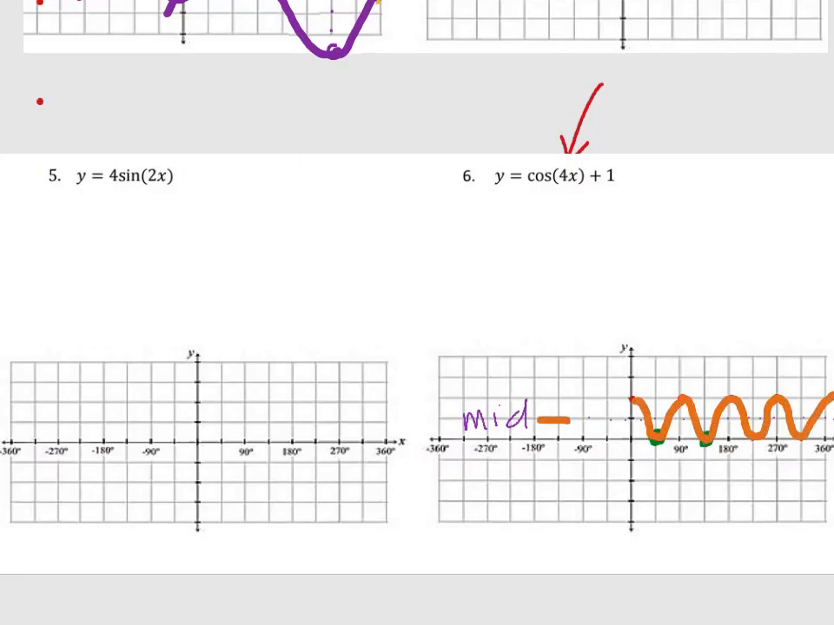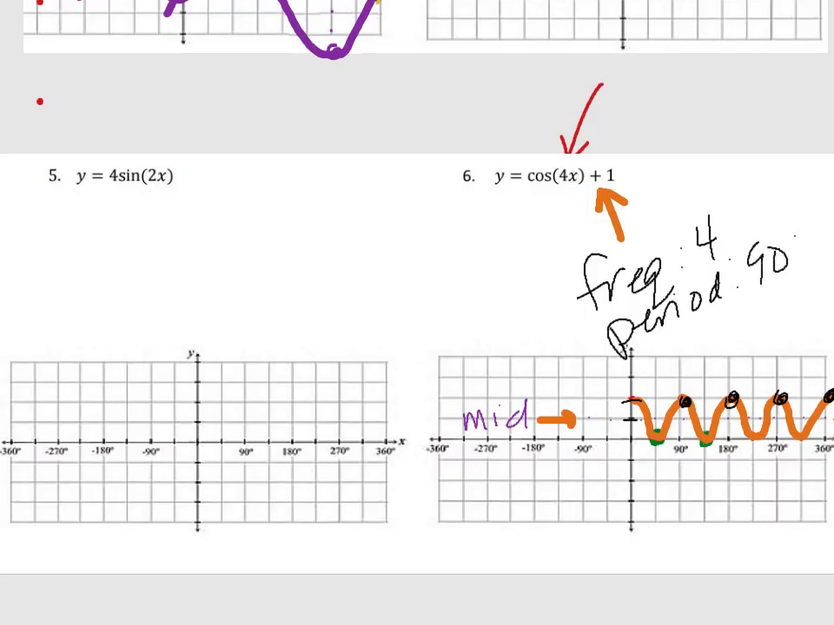This purple line here represents the midline. Again, we had a midline of 1, so we're up there at 1. Cosine starts at 1, so that's why we started up there at 2. And then we went through 4 cycles. So starting there, we had 1, 2, 3, 4 cycles in 360 degrees. So the frequency was 4. Our period then was 90 degrees because we had to go through each cycle in 90 degrees.